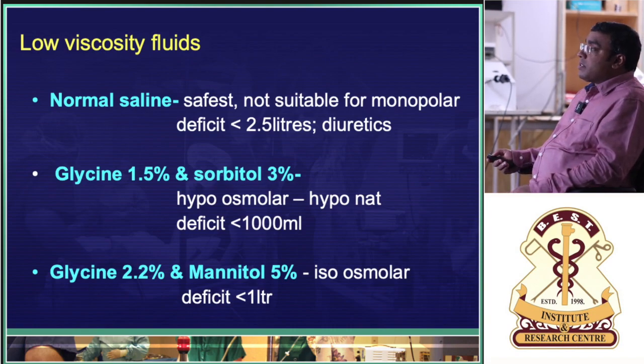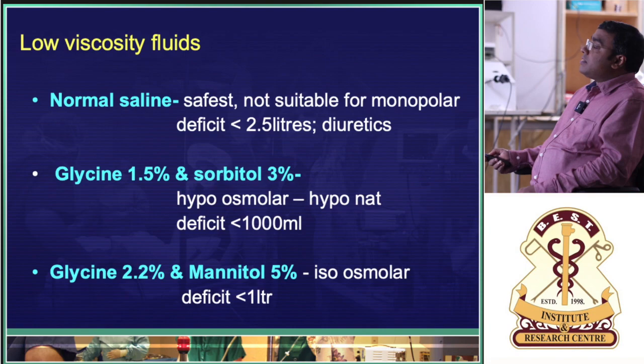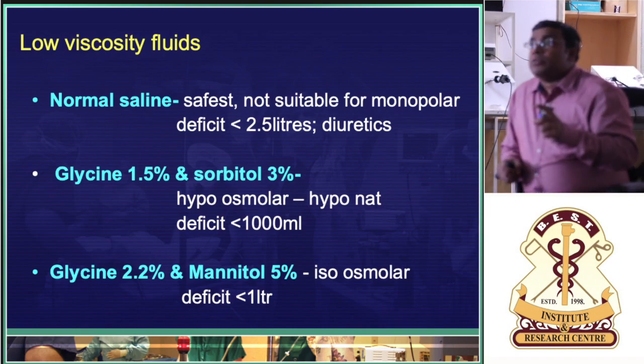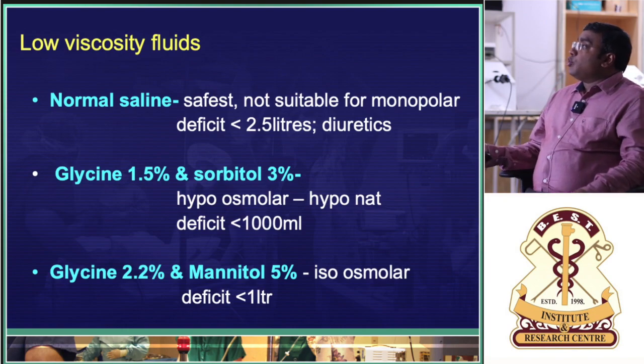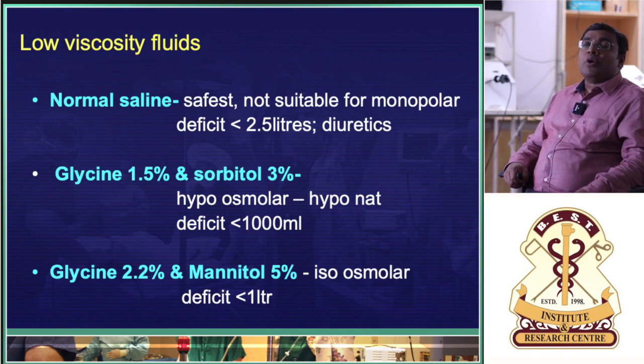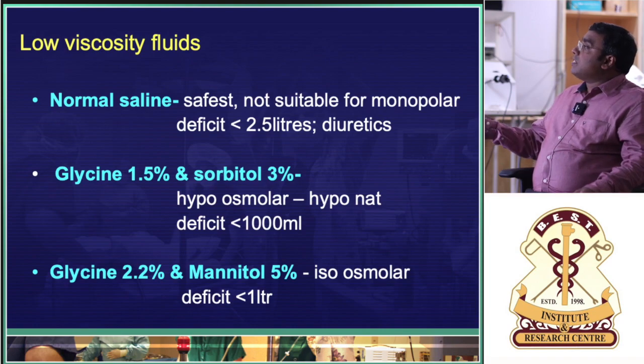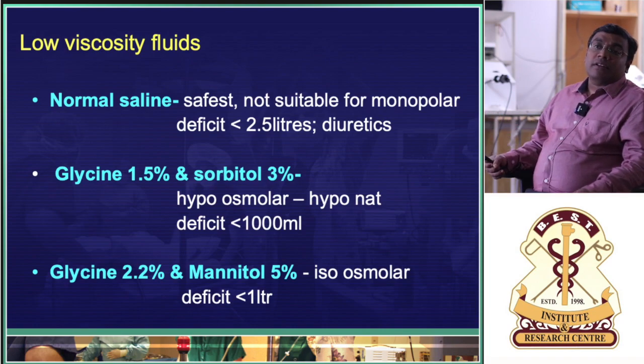Then we have 1.5% glycine and 3% sorbitol, which are hypoosmolar, and hyponatremia can happen. Glycine 2.2% is the isoosmolar solution, whereas glycine 1.5% is hypoosmolar. For diagnostic purposes, we don't use any of these. All we use is saline.